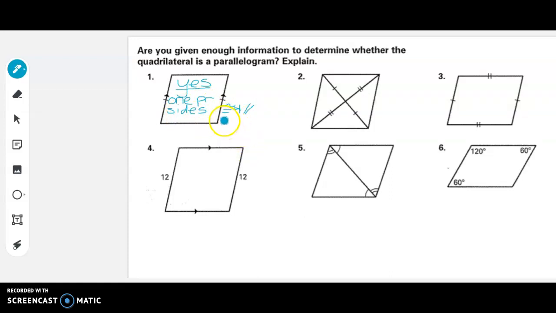Okay, if I look at the second one, I'm looking at the markings here. I'm obviously looking at my diagonals. My diagonals, let's see, they do split each other in half. So does that make it a parallelogram? Yes. Why? The explanation: the diagonals bisect each other. That's the property.